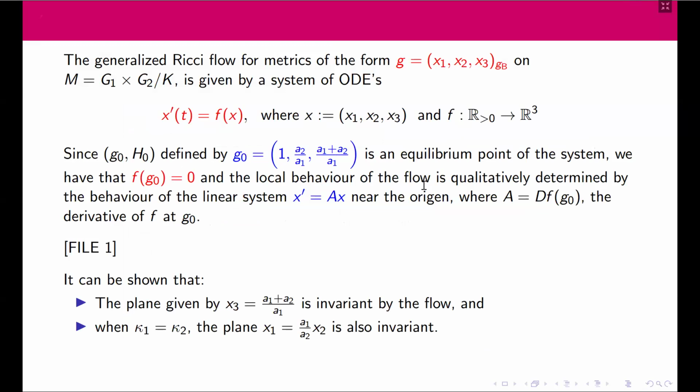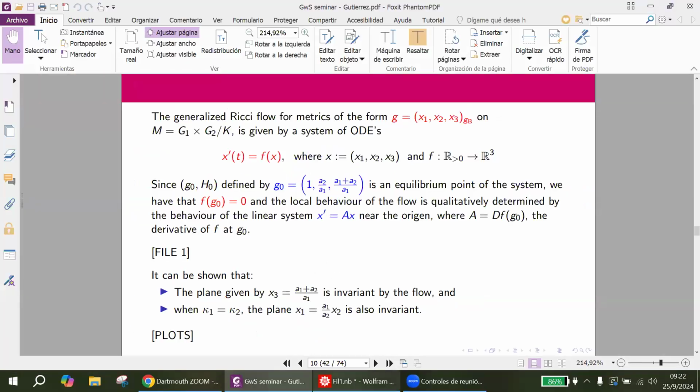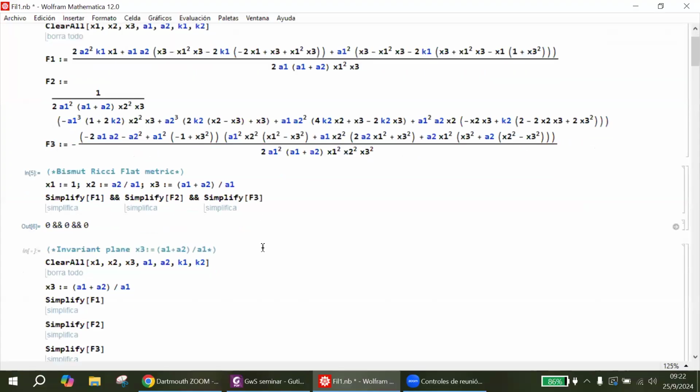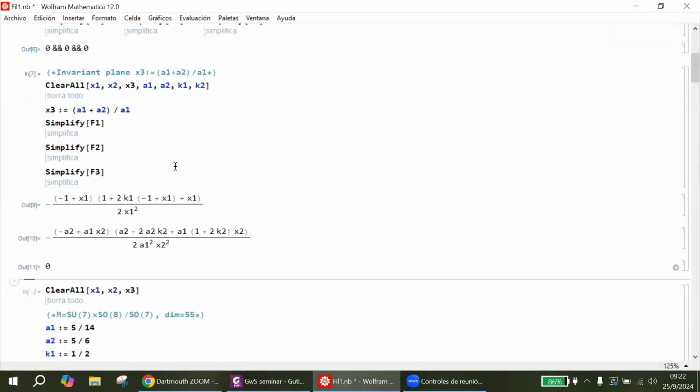To study the flow, we look for invariant subspaces. We want to see some plots. So we realized that the plane given by x3 equal to (a1 + a2)/a1 is invariant by the flow. And when kappa 1 is equal to kappa 2, this plane is also invariant. So when we have this invariant subspace, we can see plots in two dimensions. Let me show you.